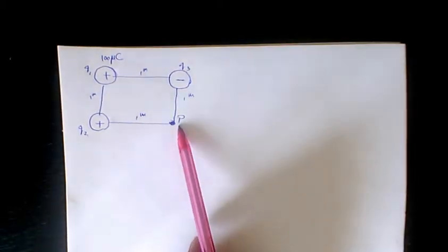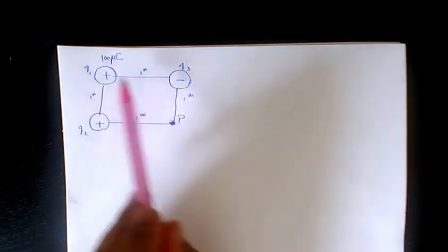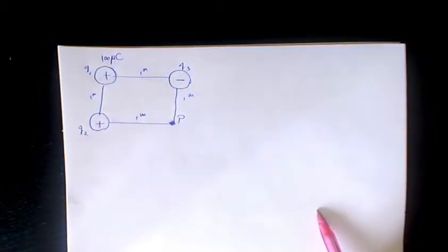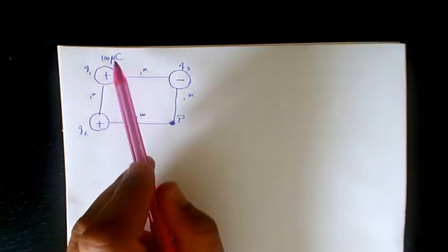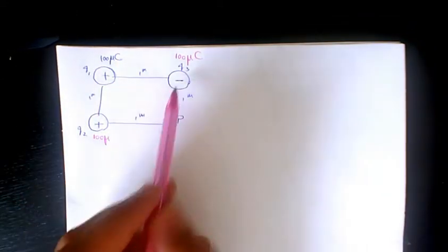In this example, I want to find out the net electric field at point P due to the presence of these three electrical charges. All of them have the same magnitude, but two of them are positive, and one of them is negative.